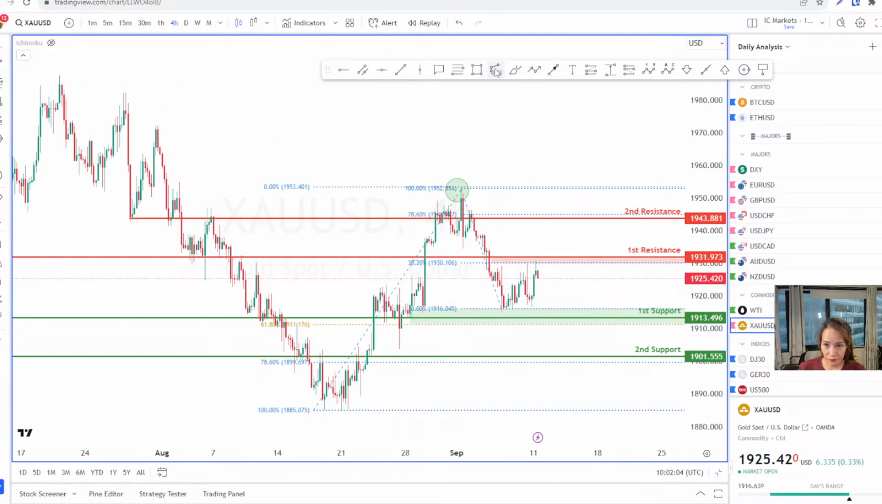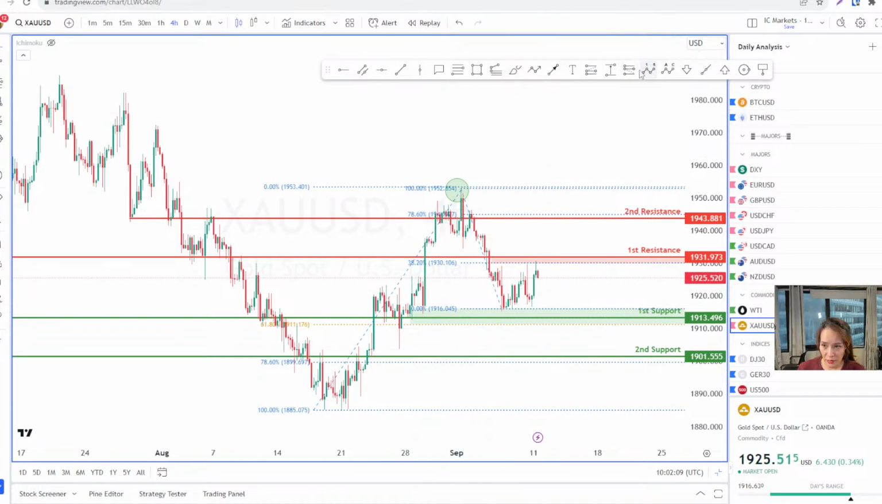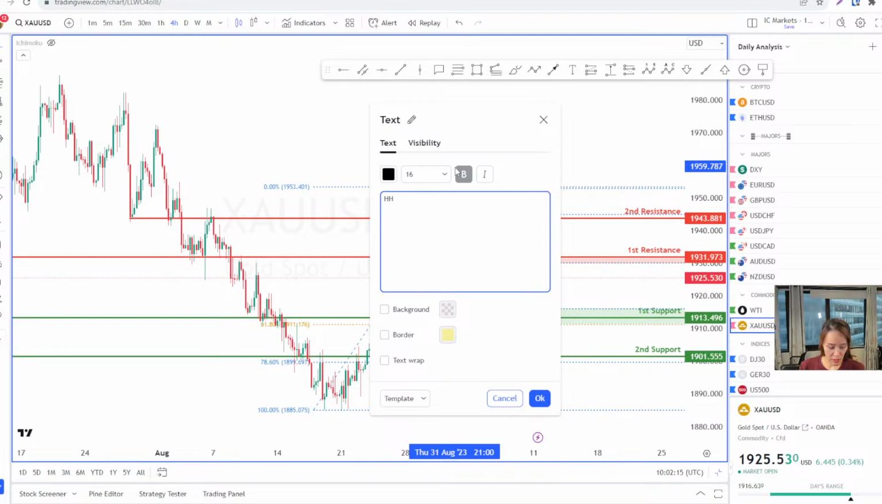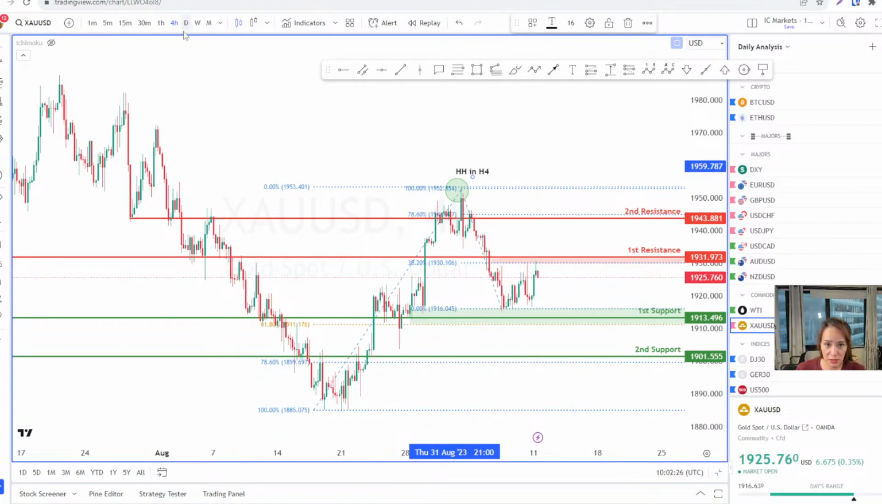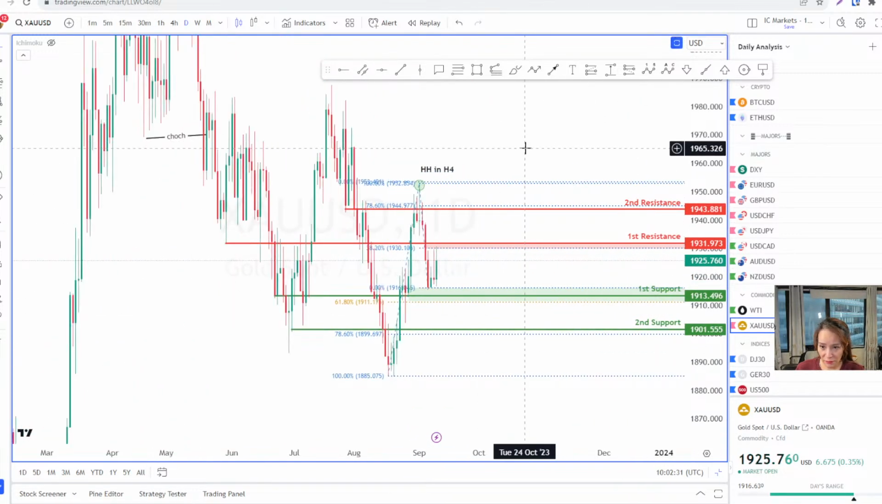Even though H4 is making a higher high, higher low, this higher high in H4 here is actually a lower high for the daily time frame, which is this one. Okay, you get what I mean, right?